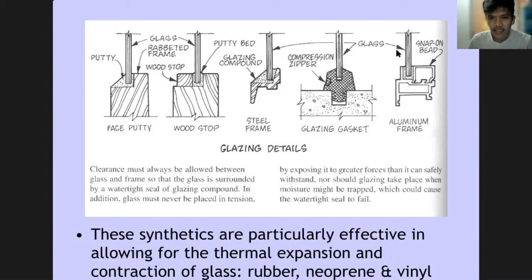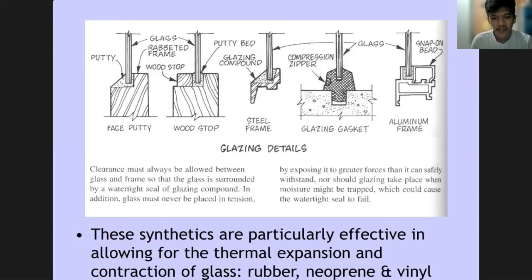Clearance must always be allowed between the glass and frame so that the glass is surrounded by a watertight seal of glazing compound. In addition, glass must never be exposed to a greater force than it can safely withstand. Nor should glazing take place where moisture might be trapped, which could cause the watertight seal to fail.